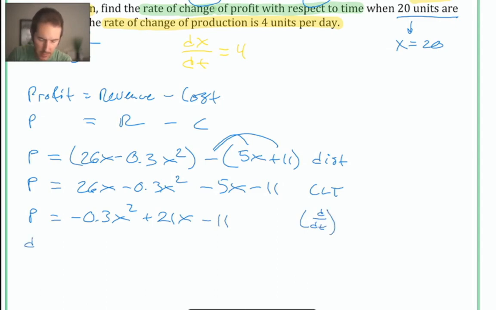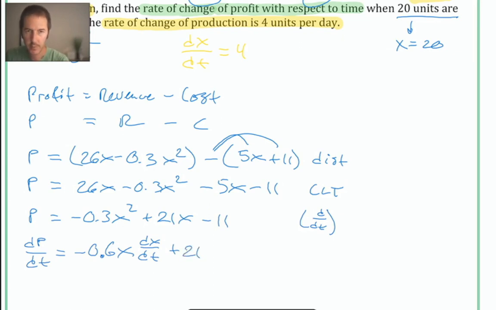On the left-hand side, that gives us dp dt equals, and then take the exponent, multiply it by the coefficient. That makes for negative 0.6 times x to the first power. Chain rule means we need to multiply by dx dt, the derivative of the x function, plus this invisible exponent of 1 times the coefficient of positive 21 makes it a positive 21. And then you've got times x to the 0, which is equal to 1.